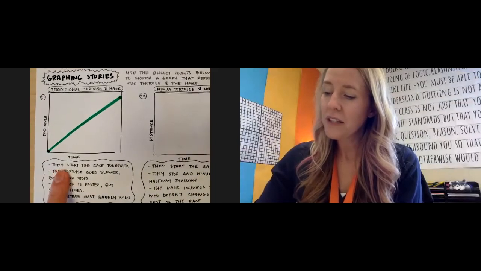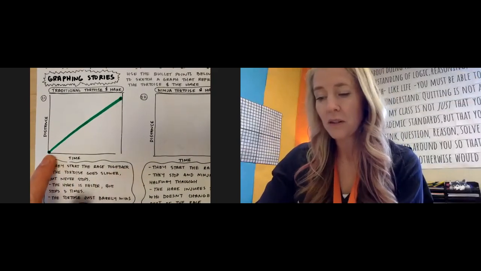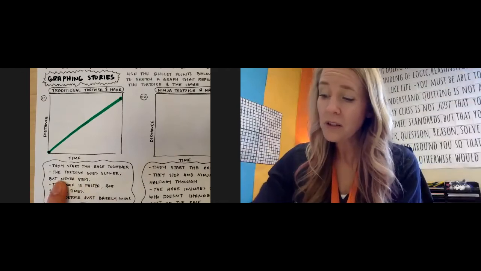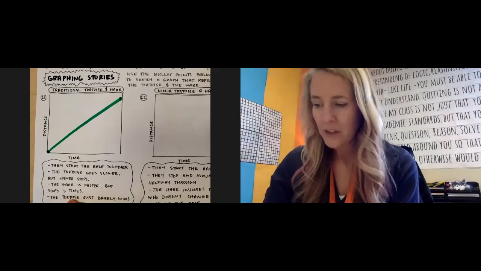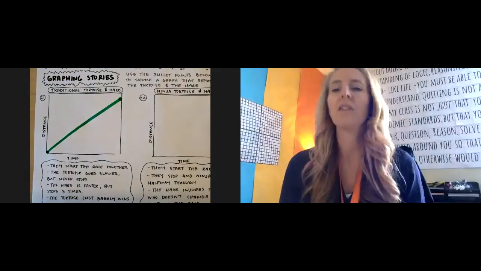So it says they start the race together, 0 distance, 0 time. The tortoise goes slower, but he never stops. The hare is faster, but he stops 3 times. The tortoise just barely wins.